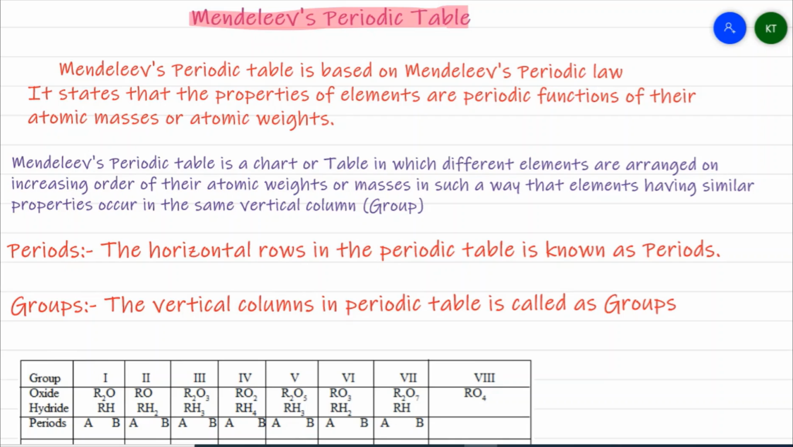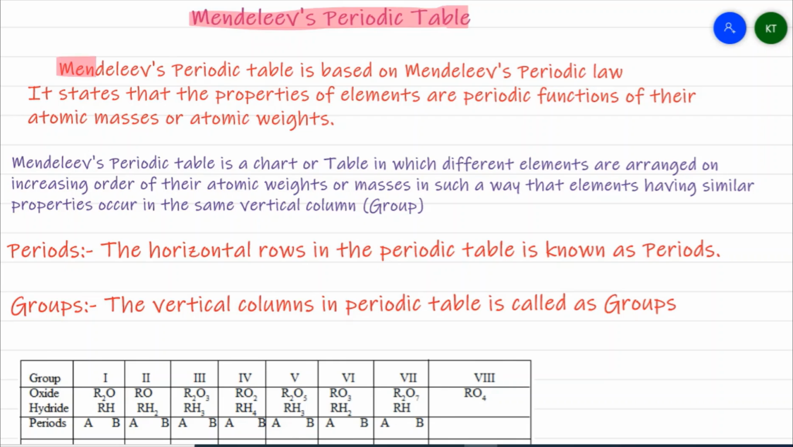So what is Mendeleev's periodic table? Mendeleev's periodic table is basically a table or a chart where you arrange different elements in increasing order of their atomic mass or atomic weight. Generally, Mendeleev's periodic table is based on Mendeleev's periodic law.